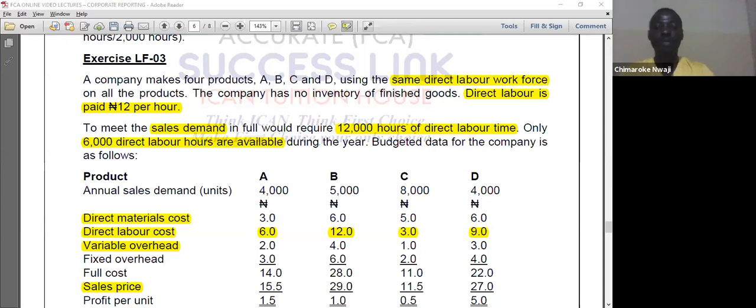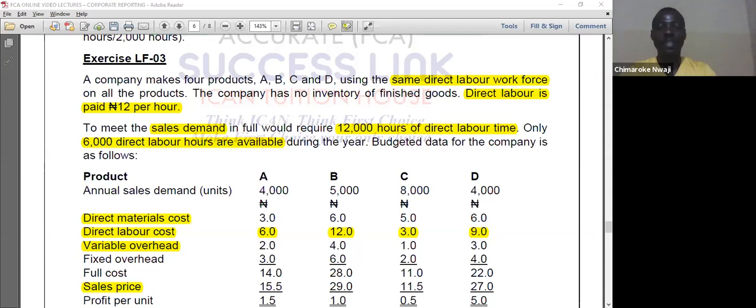Now that we've found our contribution per unit and our limiting factor per unit, all we now need to do is to get our contribution per limiting factor. So look at how we do it. Our contribution per unit for A was 4.5, which is this 4.5 here, divided by the limiting factor per unit, 0.5.